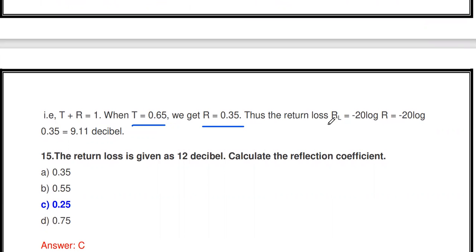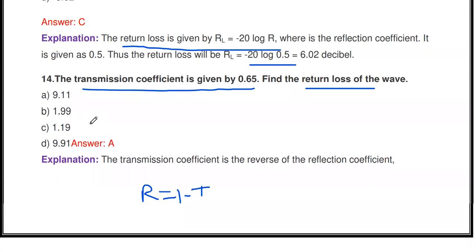So you just calculate the return loss. So return loss is equal to 20 log of that R. Okay, so we will get the answer as 9.11 decibel. Okay, so 9.11 decibel is the answer. So return loss is nothing but 20 log of the reflection coefficient.